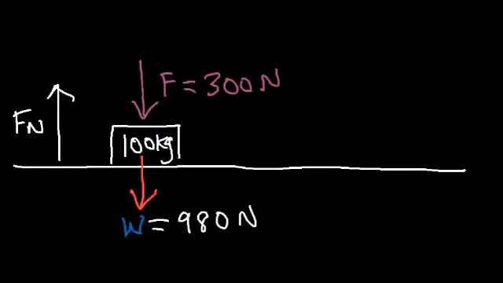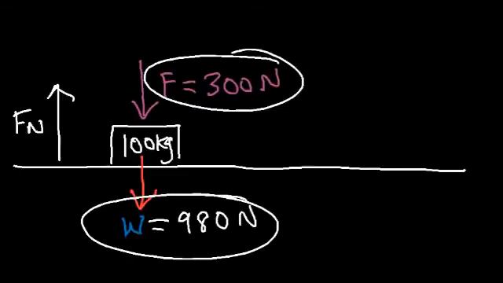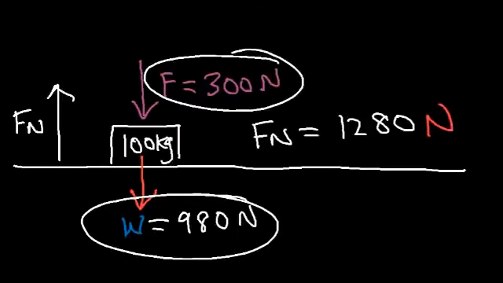So notice that the surface has to work harder. Not only does it have to support the weight of the block, but it also has to support the downward force that you apply on the block. So the normal force is greater. So the surface must exert a force of 1280 newtons so that the object will remain at rest.